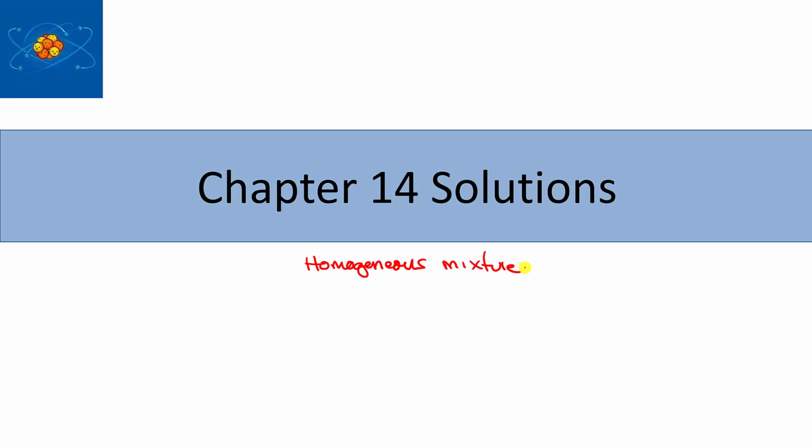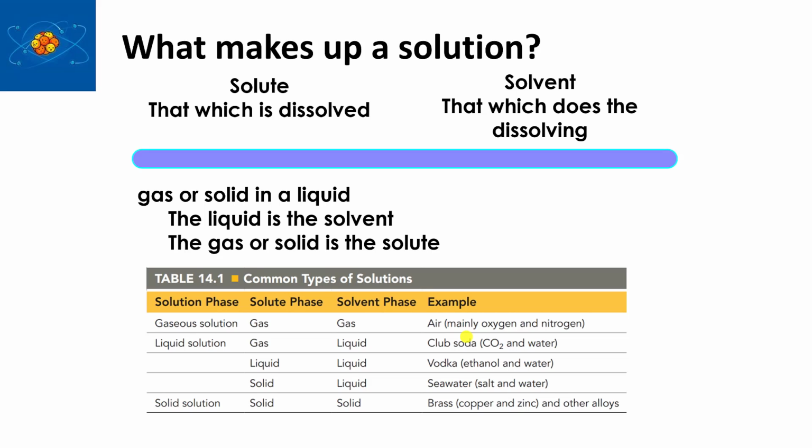And that means it's got two or more pure substances combined in such a way that it's uniform throughout. So no matter where you sample it, the properties or the constitution or composition will always be the same. All right, so what makes up a solution? There's two parts to a solution. The solute is what's being dissolved, and the solvent is the thing that does the dissolving. It's kind of an odd definition, but you'll understand when we talk about how many types of solutions there are.